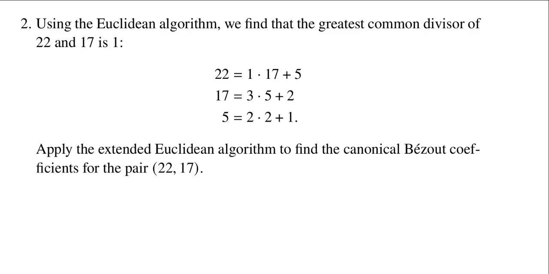Now, one of the cool parts of Bézout's lemma is it tells us we can write the GCD, in this case 1, as a z-linear combination of the two inputs, in this case 22 and 17. And there's of course many ways that you could try to find that z-linear combination, but the extended Euclidean algorithm is going to give us what we call the canonical Bézout coefficients, right? From which we can get all other possible coefficients. All right, so we're going to do it. Now, I'm going to do it in two different ways.